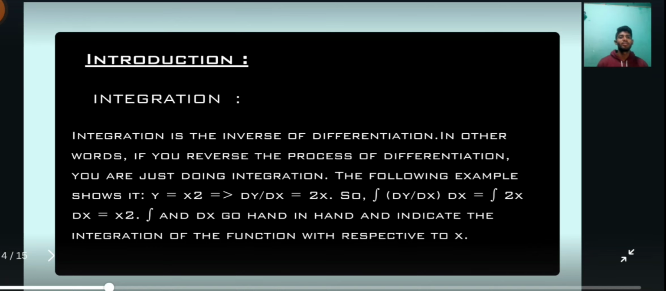Means when we are doing the differentiation of x square, we get the answer as 2x. When we do the integration of 2x, we get the answer as x square. Means it is the inverse of differentiation. Integration of the function with respect to x we are doing here. Means dx means we are doing with respect to x only. Dy means we are doing with respect to y.